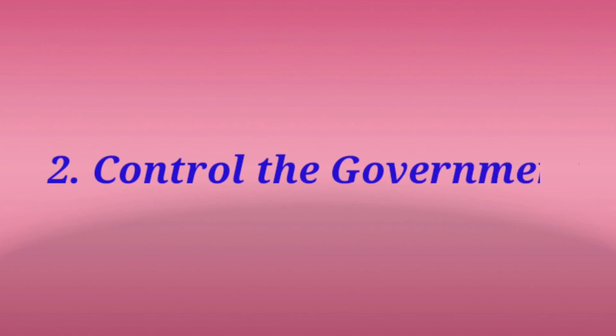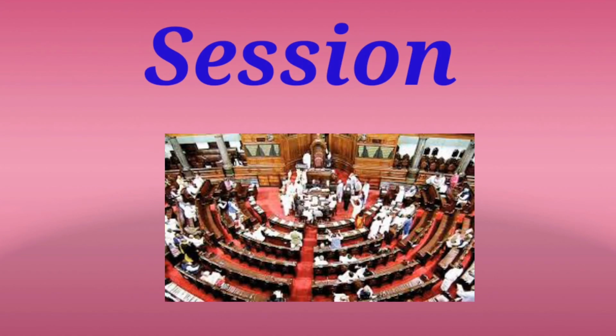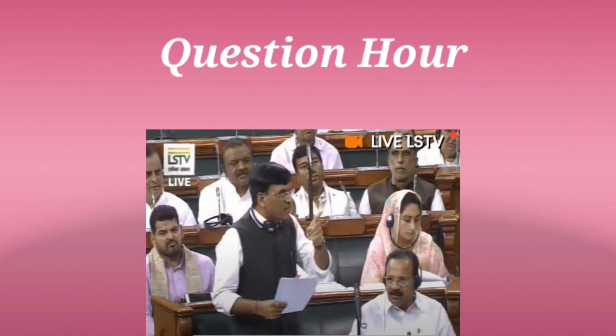Now to the second function of the parliament, the second function is to control the government. So how do the members of the parliament control the government? This is the thing you have to know. Generally, you know very well the sessions of the parliament. Usually the session of the parliament is held 3 times a year. The first one is the budget session, the second one is the monsoon session, and the third one is the winter session. Every session begins with some questioning hours. Some time is allocated to ask questions to the particular minister.